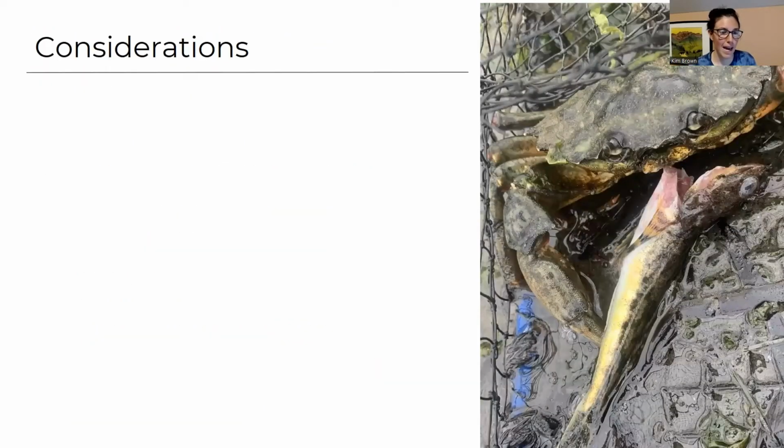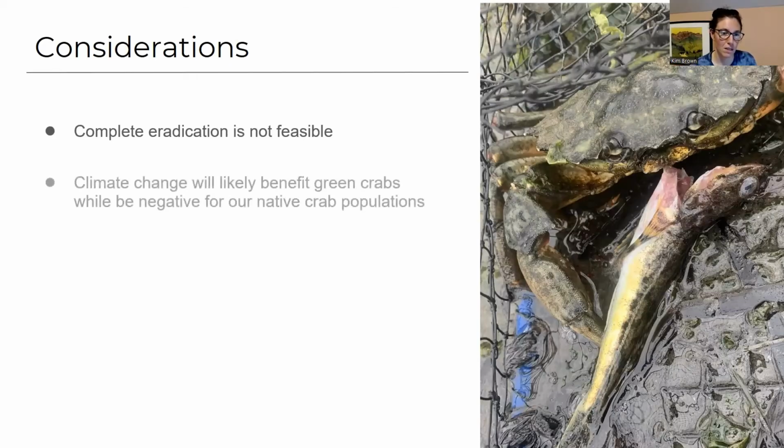And just some last considerations for green crabs is that at this point, complete eradication is not feasible. And that is just because, like I said, the larvae that travel on ocean currents can seed estuaries from hundreds of miles away. I will talk about this a little bit more, but with aggressive trapping, we've actually seen a boom in populations afterwards. And we'll talk about that in a second.